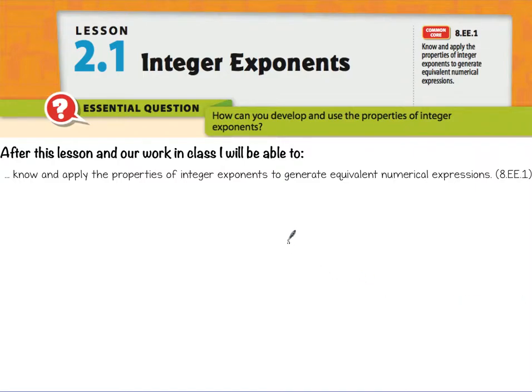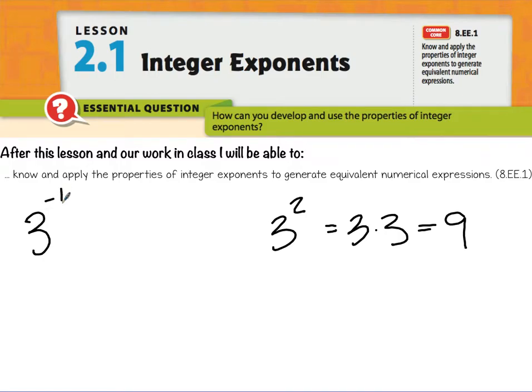So we're pretty good when it comes to exponents like 3 squared, meaning 3 times 3, and that gives us 9. But we're going to look at what happens when we have something like 3 to the negative 1, or 3 to the third. So we're going to look at all kinds of different situations here.